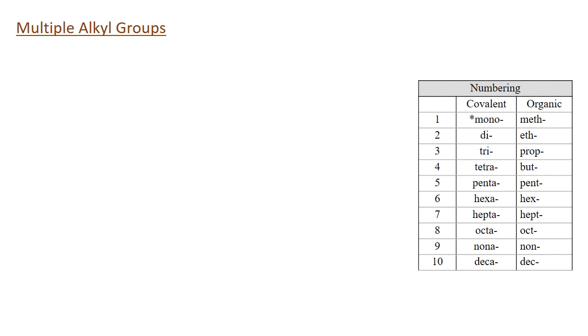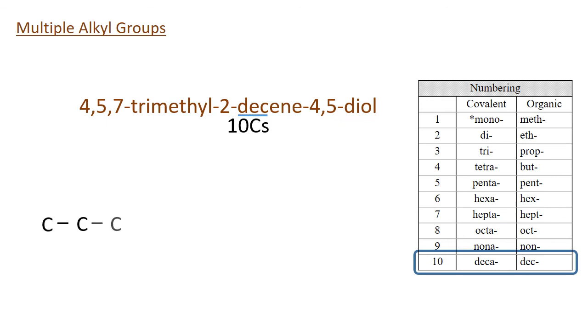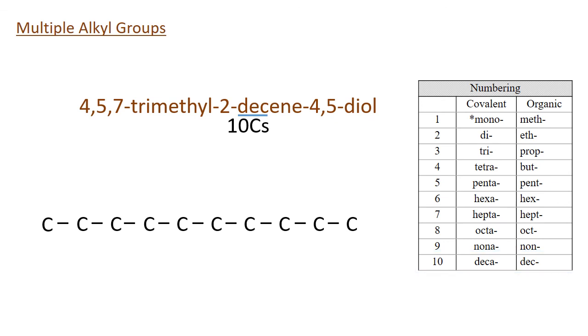And now multiple alkyl groups. This might look familiar. We got that 4,5,7-trimethyl-2-decene-4,5-diol from the beginning. So let's break it down. Dec means 10, so I've got 10 carbons. So I'll draw out 10 carbons. And then I've got ene. Ene means double bond, and that double bond has to go on the 2nd carbon.